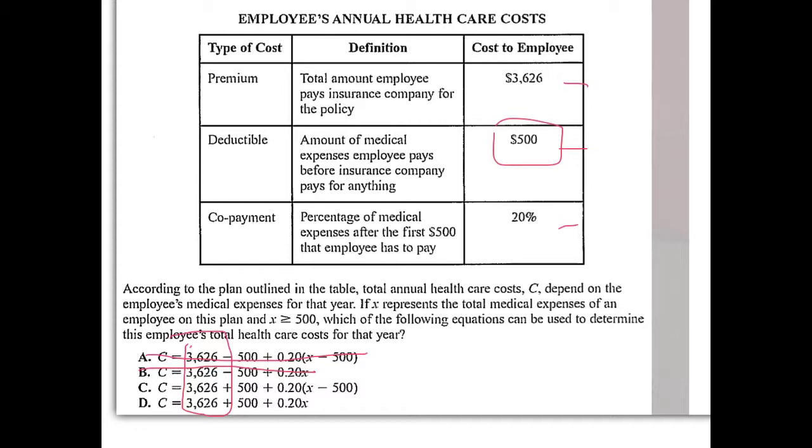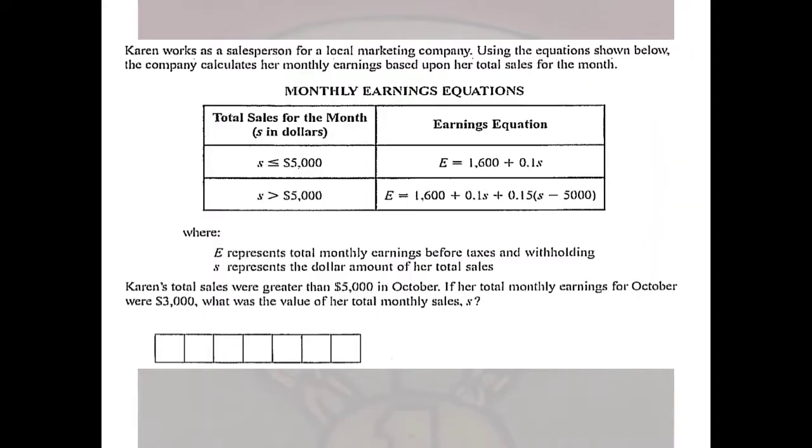It also says that the employee will pay 20% after the first 500. So that first 500 has to get subtracted out. So our best answer choice is C. When I was talking about subtracting out, I meant right in here. X is the total expenses, take out 500 because it's already paid for here. Then we find 20% of that, which would be times 0.2. Take a second and look at this one. C is our correct answer. If there's anything that you're not sure about, pause, look at it, ask questions tomorrow. All right, next question.